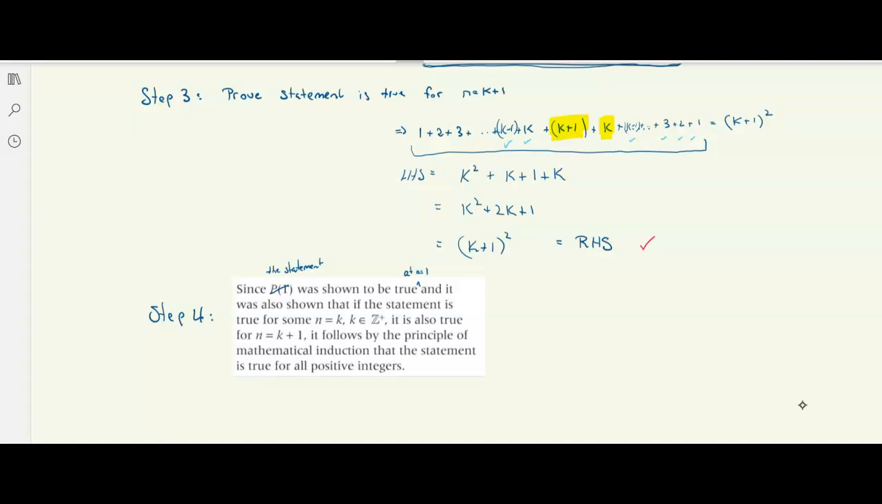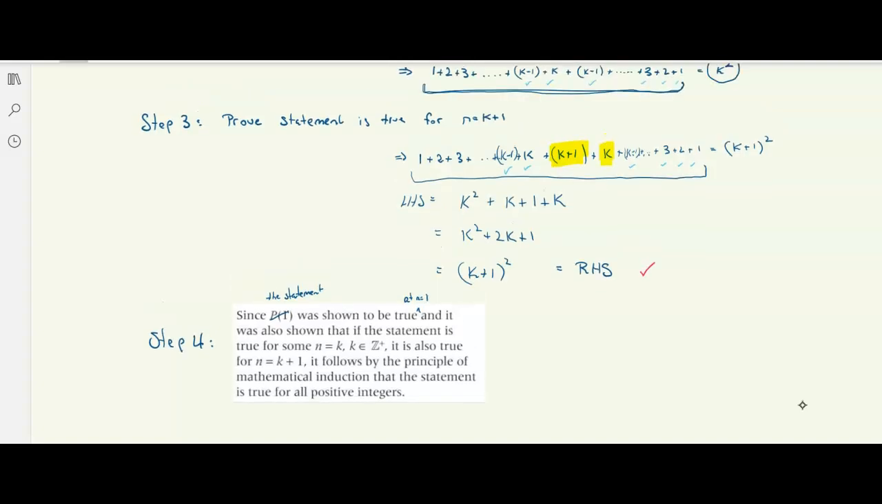And it was also shown that if the statement is true for some n equals k, it is also true for n equals k plus 1. So that was the inductive step. The assumption was made that n equals k, and then the inductive step proved that if it were, then it's also true for the next one. It follows by the principle of mathematical induction that the statement is true for all positive integers. That's the most succinct way of writing this thing. So since the statement was shown to be true at n equals 1, and that's just what you need to write for step 4 to get yourself full marks in this question.